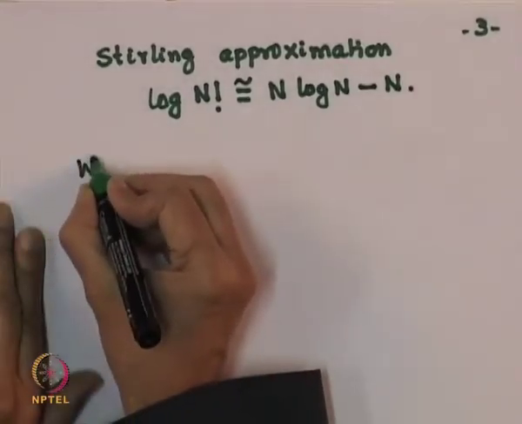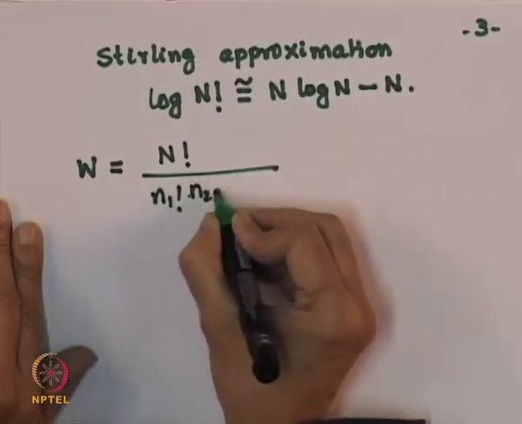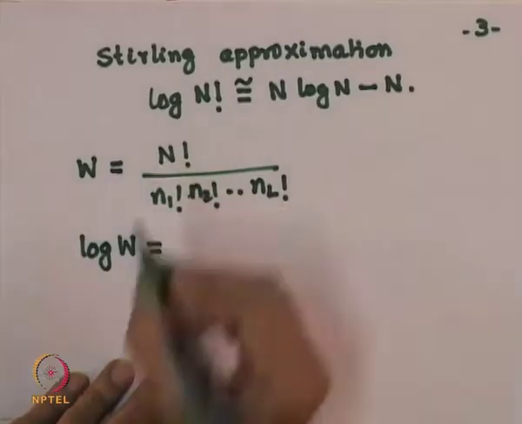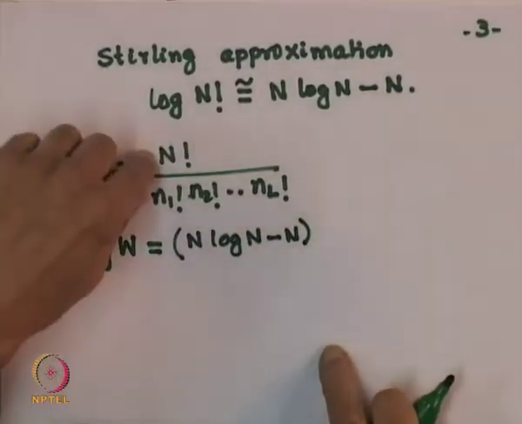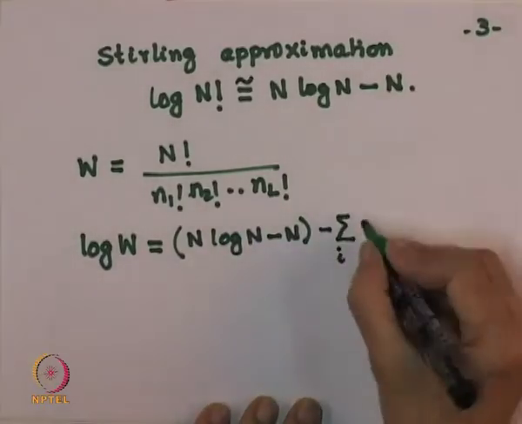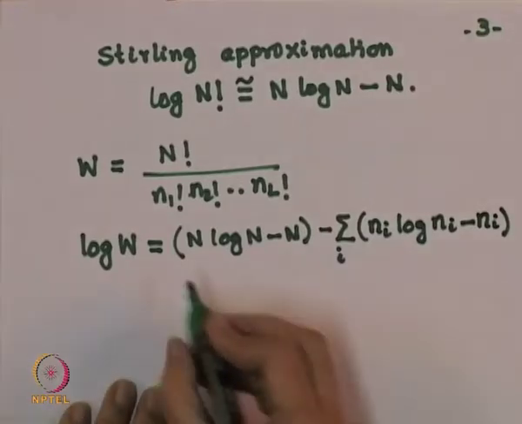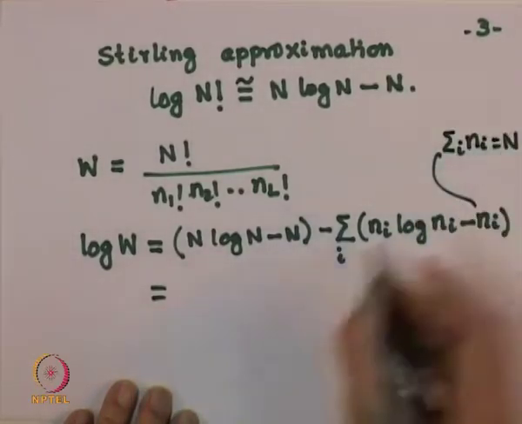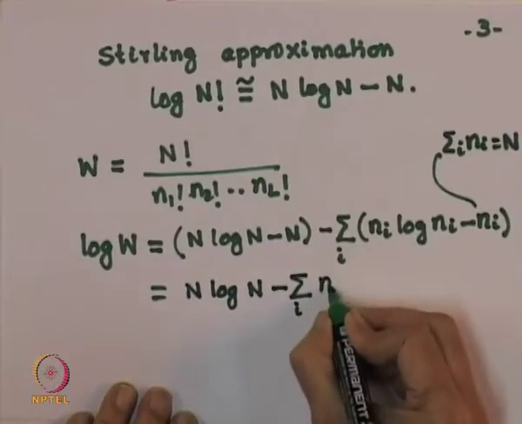So, let us look at what this gives me regarding W, which was factorial n by n1 factorial, n2 factorial, up to nl factorial. So, I get log W is equal to log of factorial n. So, this term is n log n minus n, minus log of all these things, and so, therefore, minus sum over i of ni log ni minus n. You can see that this minus n and the plus n here, which comes because of the fact that sum over i of ni is equal to n, cancel out, and I am left with n log n minus sum over i of ni log ni.